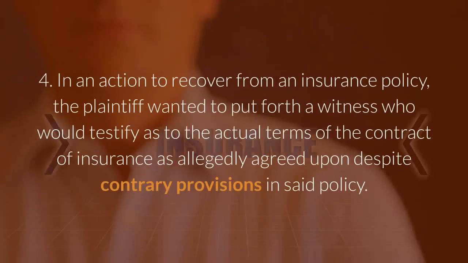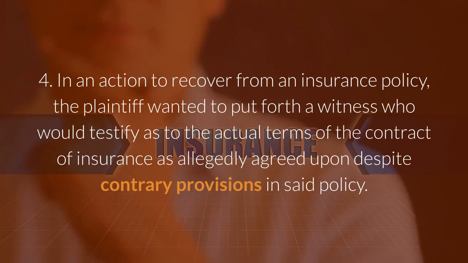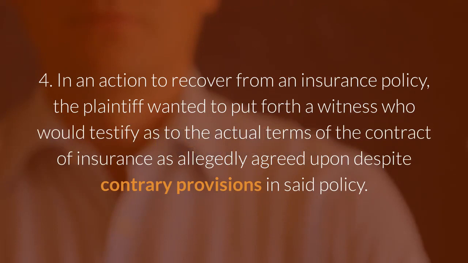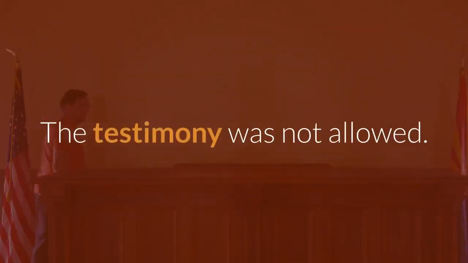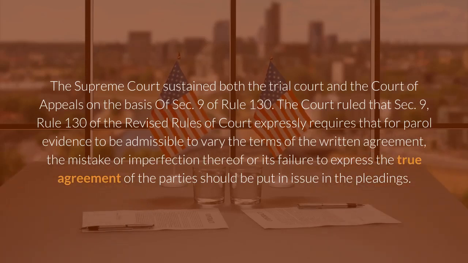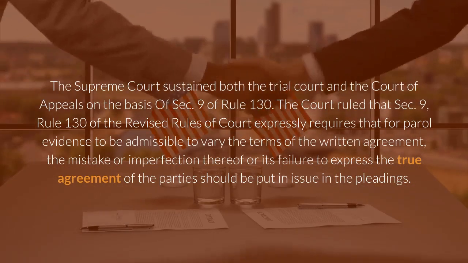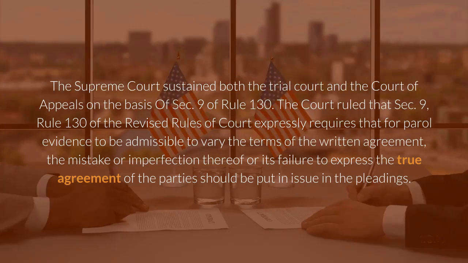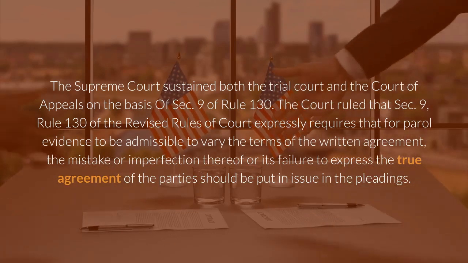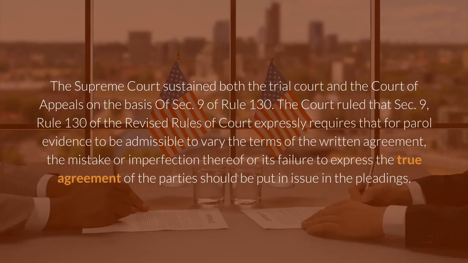4. In an action to recover from an insurance policy, the plaintiff wanted to put forth a witness who would testify as to the actual terms of the contract of insurance as allegedly agreed upon despite contrary provisions in said policy. The testimony was not allowed. The Supreme Court sustained both the trial court and the Court of Appeals on the basis of Sec. 9 of Rule 130. The court ruled that Sec. 9, Rule 130 of the Revised Rules of Court expressly requires that for parole evidence to be admissible to vary the terms of the written agreement, the mistake or imperfection thereof or its failure to express the true agreement of the parties should be put in issue in the pleadings.